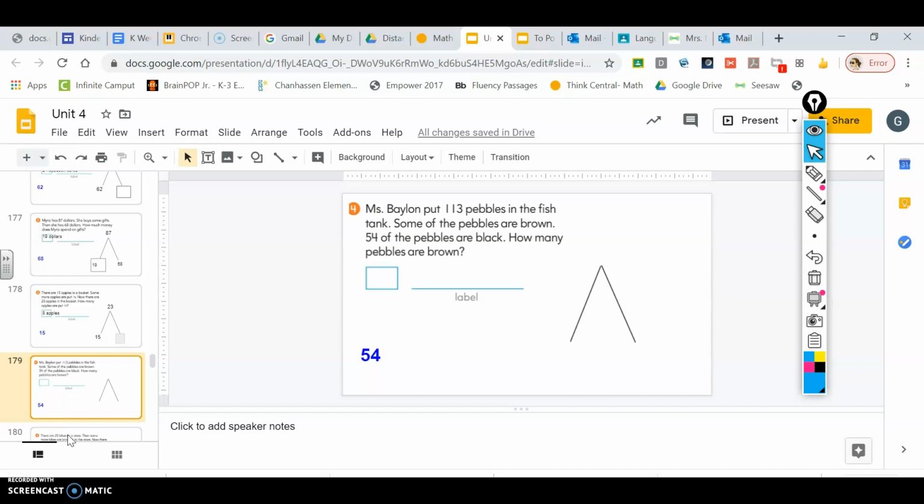So I want you to go ahead and hit the pause button right now. And then when you finish, I want you to hit play just so you can check your work. So hit pause.